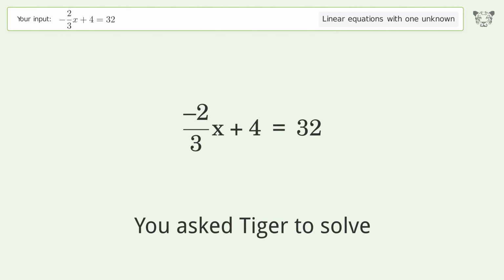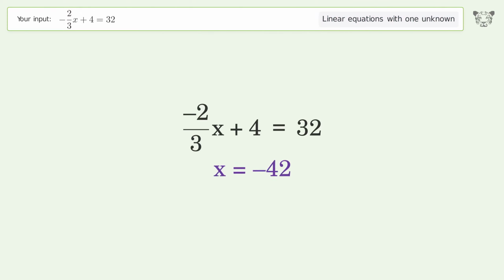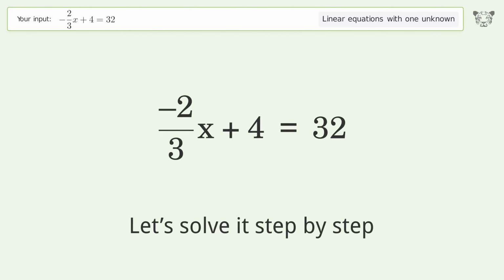You ask Tiger to solve this. This deals with linear equations with one unknown. The final result is x equals -42. Let's solve it step by step.